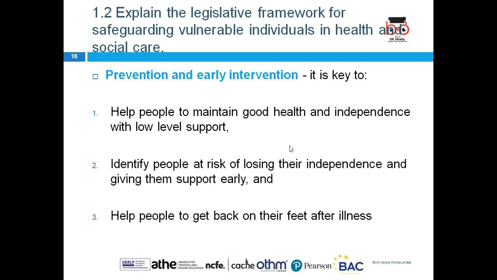So it helps you to maintain good health and independence, and you're getting a low level of support because you're noticing it earlier. You're identifying people at risk. So somebody might be losing their independence, they might have financial aid taken off them, they might be neglected, not having the right type of clothing, so you will notice it. And then also you'll be able to help people get back on their feet after an illness, so they're not going to fall through the cracks. So they've come in, they've had to stay, then they've gone out, where they're going to? You need to know, have they got a good support network or not?